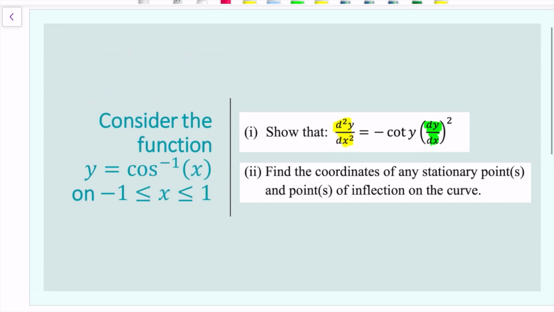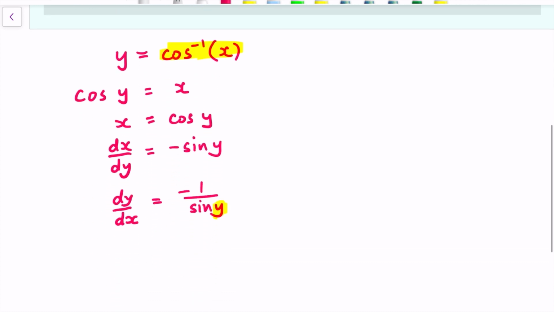Okay, we actually want the second derivative. Now for this, I don't want to differentiate again with respect to y and then flip it. It doesn't work. I want to differentiate this with respect to x to find d squared y over dx squared. Now this is where I'm going to have to use implicit differentiation. Okay, negative 1 over sine y.